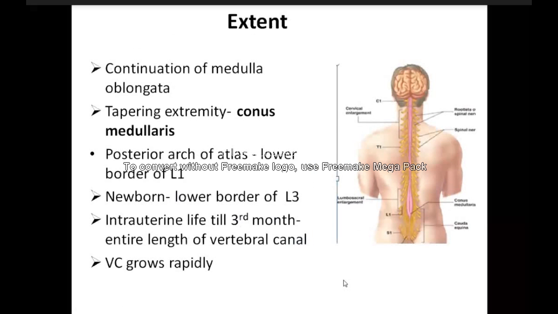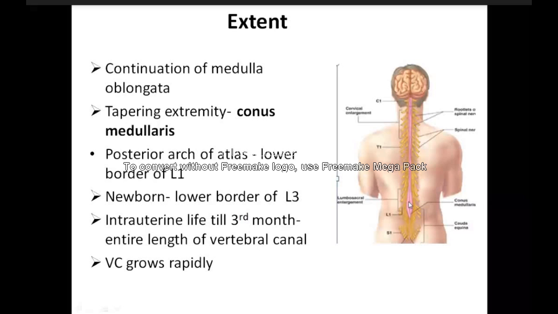So what is the extent of the spinal cord? It is the continuation of the medulla oblongata. So here you have medulla. The spinal cord is the continuation of the medulla oblongata, and at the end you can see it ends as a conical structure here. It has a tapering extremity, a conical shaped structure, and this is known as conus medullaris. So this is the extent. It is the continuation of the medulla oblongata, and it ends as a conus medullaris, which is a conical shaped structure.